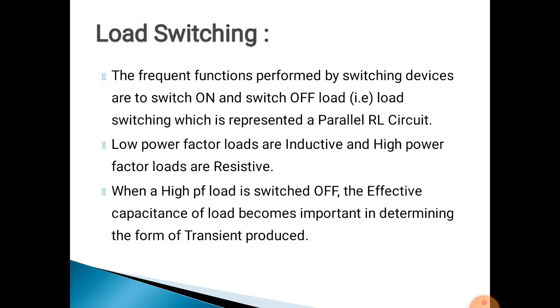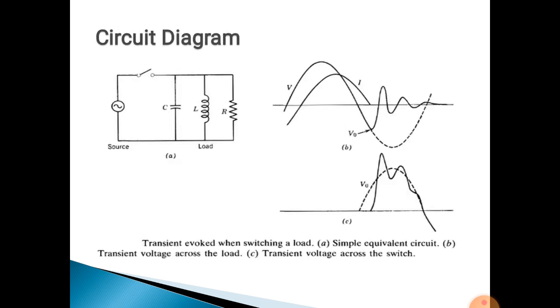Okay, in the next slide I will show this circuit diagram. In load switching, low power factor loads are inductive loads and high power factor loads are resistive loads. When a high power factor load is switched off, that means breaking the load, the effective capacitance of the load becomes important in determining the form of transient produced. This is the circuit diagram of load switching. In this circuit diagram, R and L are connected in parallel with the source.